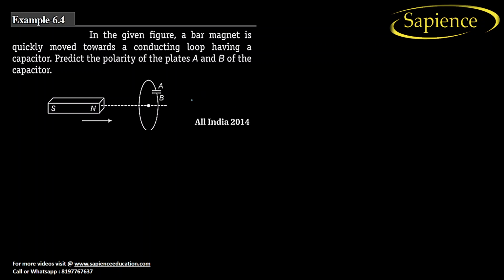Now see, one of the questions we can do here. In the given figure, a bar magnet is quickly moved toward the conducting loop. Predict the polarity of plates A and B. Now if it moves, what will happen? Try to understand or figure it out. If it is a north pole, it will also behave as a north pole, right?